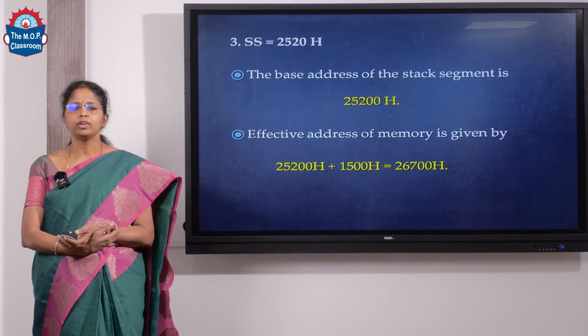So now we know how to generate the effective address from the logical address. Even though the system is going to do this, an understanding will give us the purpose of the various registers and how it actually works. Hope all of you have understood how an effective address is generated from the logical address.